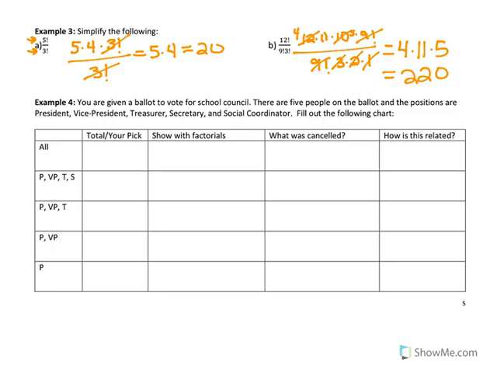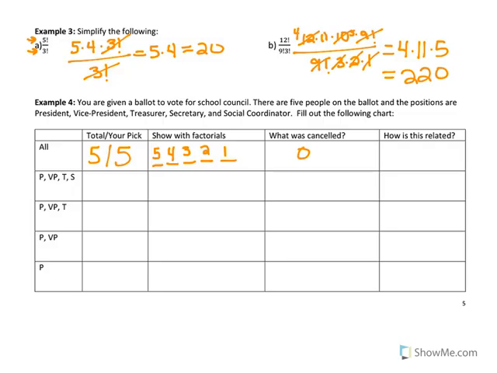Okay. You're given a ballot to vote for school council. There are 5 people on the ballot. Their positions are vice president, president, treasurer, secretary, and social coordinator. If you're going to vote for all of them, you have 5 things to vote for, and you're voting for 5 of them. So we have 1, 2, 3, 4, 5 spaces. For the president, you have 5 people to vote for. Then you have 4 people for the next position. 3, 2, 1. And the only thing that was canceled was nothing.